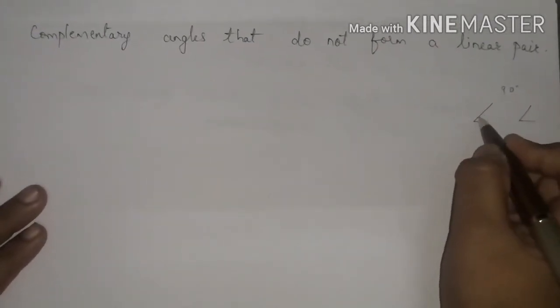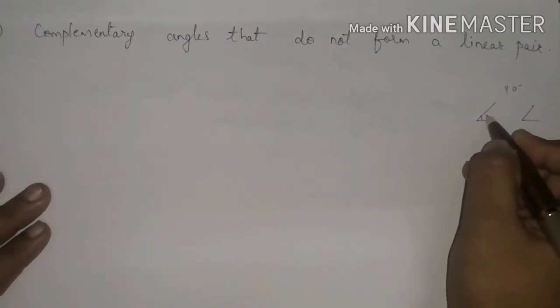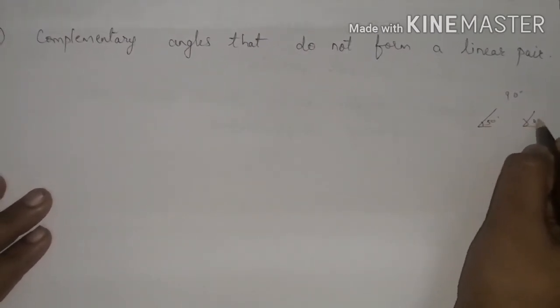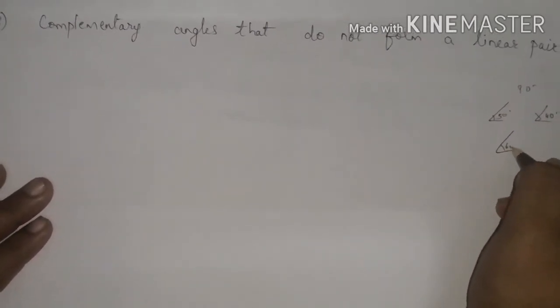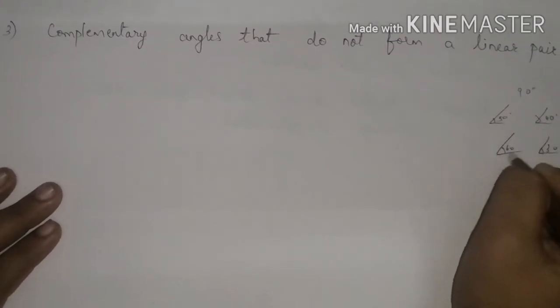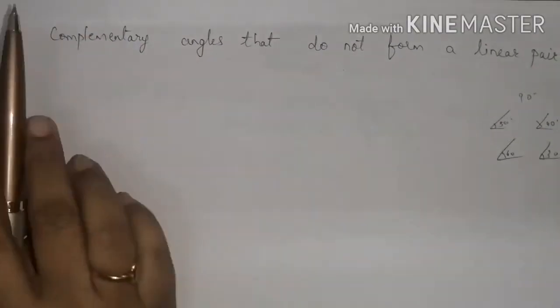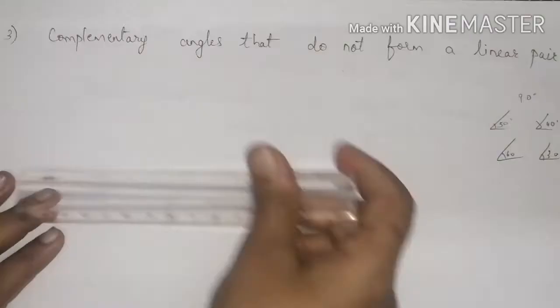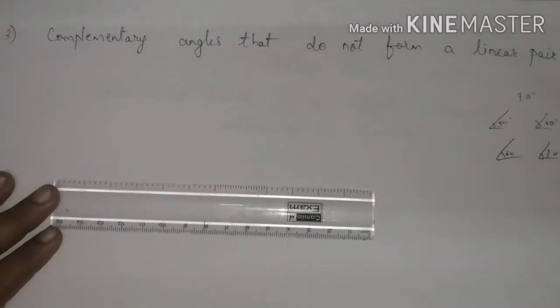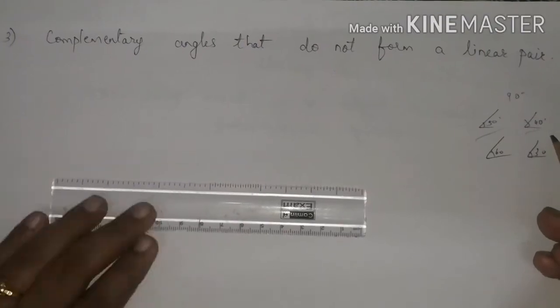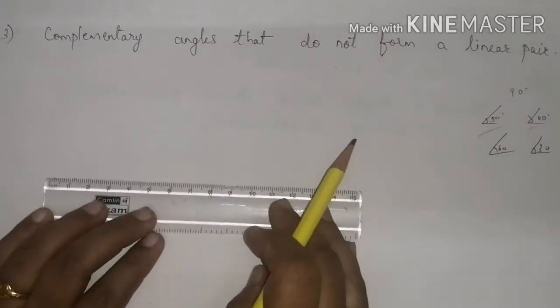So separately you can take it again, 50 and 40. You can take 60 and 30, any you take, but whose total should be 90 because again they are complementary. So we have to draw them separately only. So now I am drawing 50 and 40. One angle I will draw is 50 degrees.